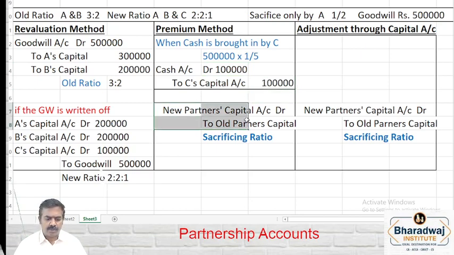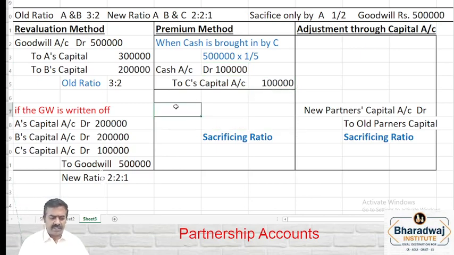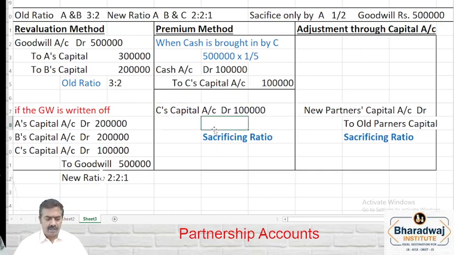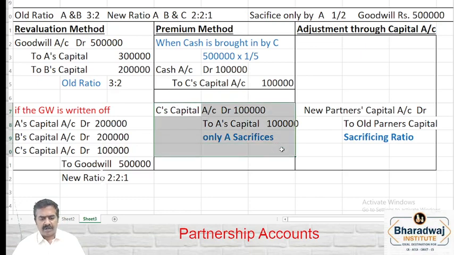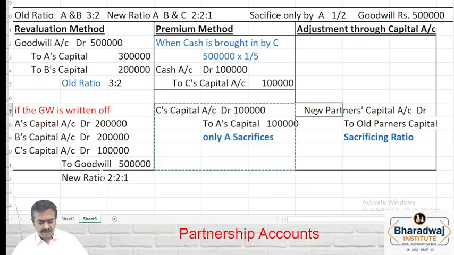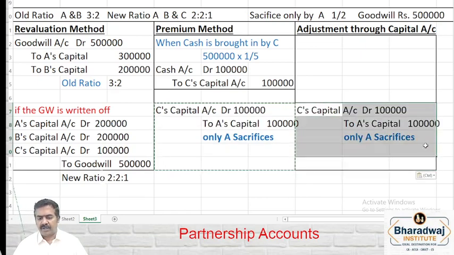Then it will be adjusted to old partners in which ratio? Sacrificing ratio. New partner's capital account debit. C's capital account debit, 1 lakh. Who's the sacrificing partner in this? Only A's capital. Why not B? He's not sacrificing anything. So only who's sacrificing? Now, if it is adjusted through capital account, what to do? No cash will come, this entry will repeat. C's capital account debit to A's capital account, how much?